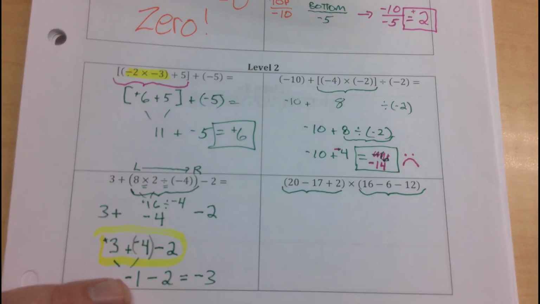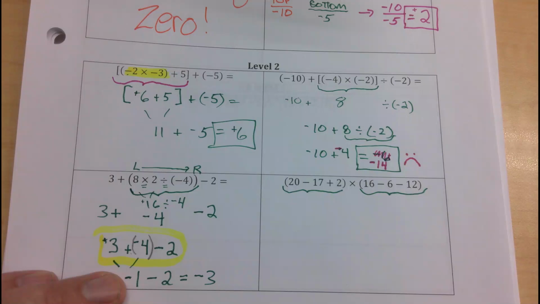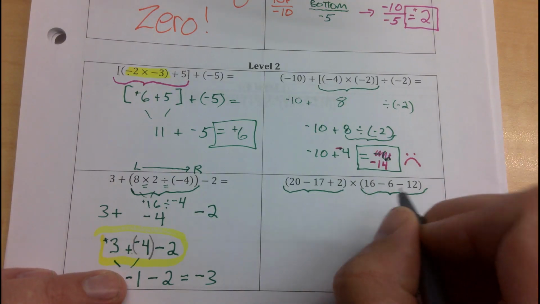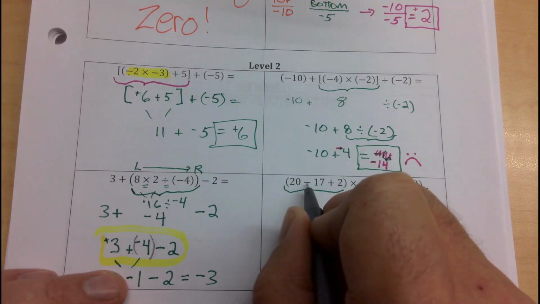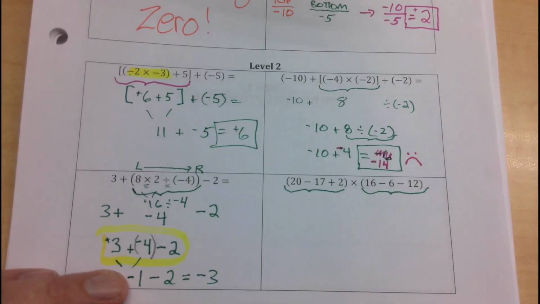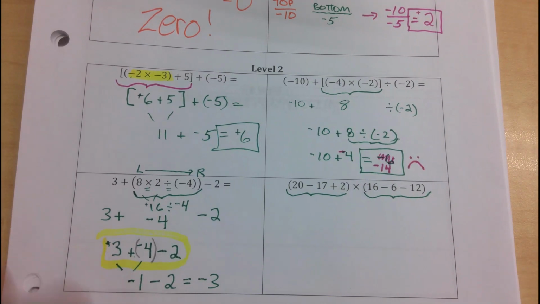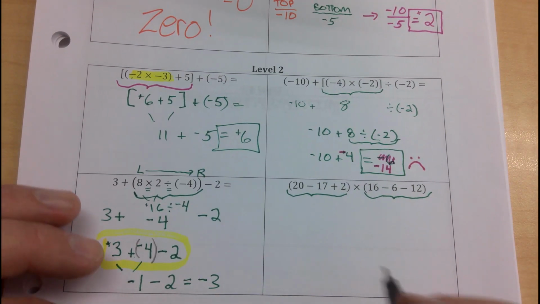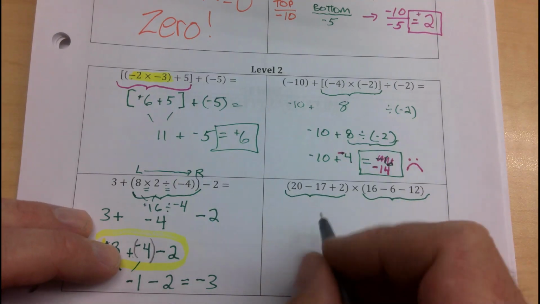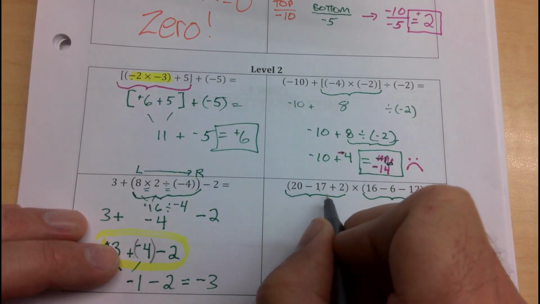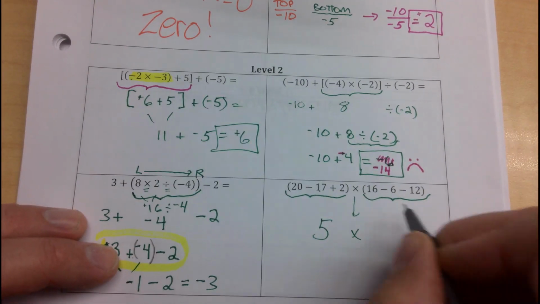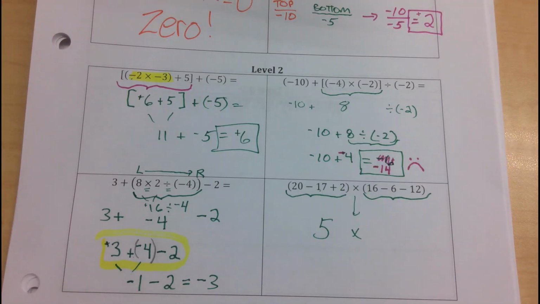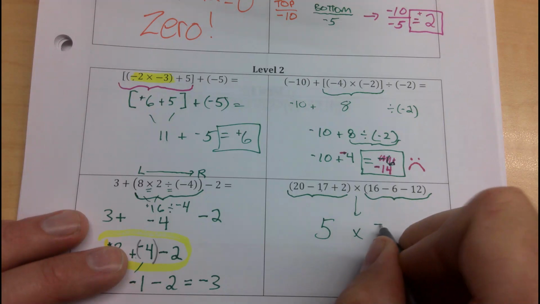So the multiplication is definitely going to happen last, right? Definitely going to happen last. All right, 20 minus 17. So by the way, addition, subtraction and addition just go left to right. They're equal priority. And now you don't have to break it down to micro steps. You can just do this. 20 minus 17 is 3 plus 2, that's 5. Carry down the multiplication. 16 minus 6 is 10 minus 12, negative 2.